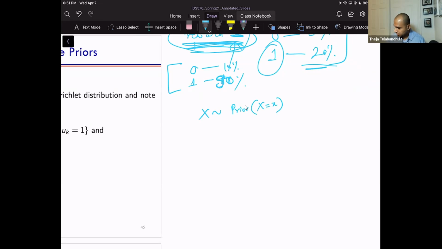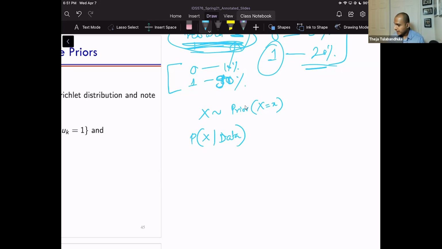And you have a posterior distribution. So you want to compute the posterior distribution again. Posterior distribution on x given, let's say, some data. Okay, let's call data y. Actually, I don't want to call it y because that's confusing. Let me just call it data. Okay, so this is a posterior distribution.